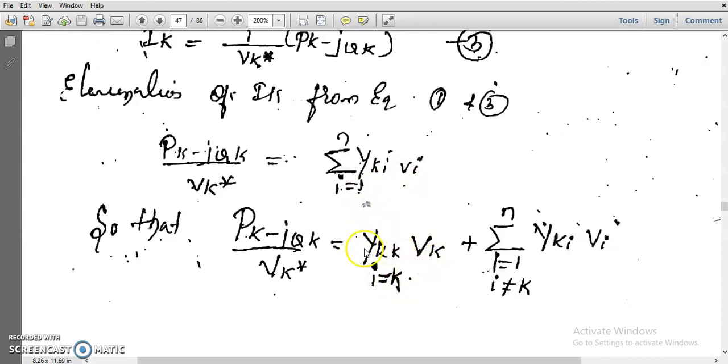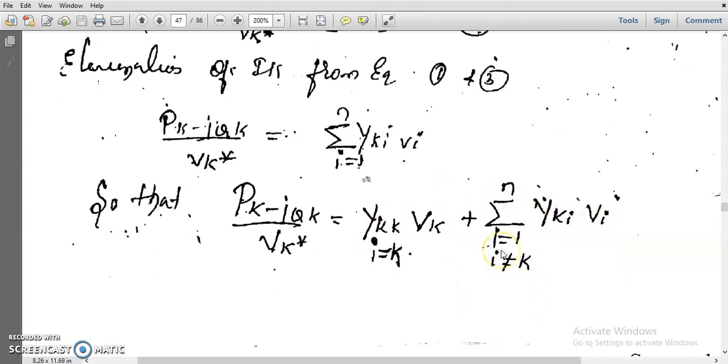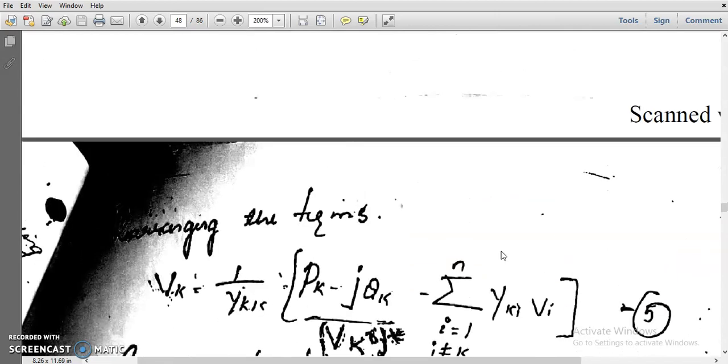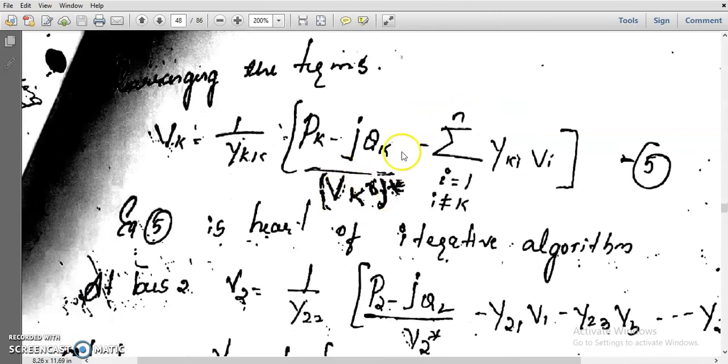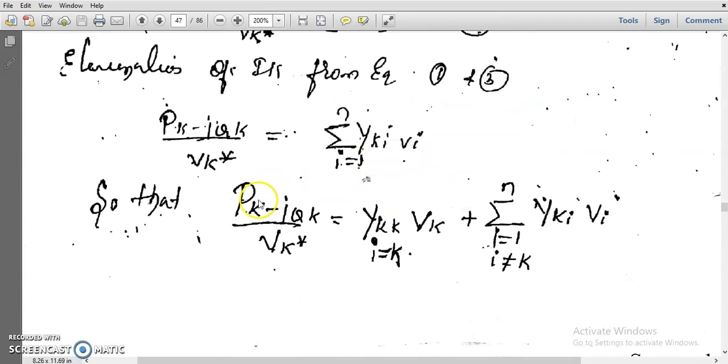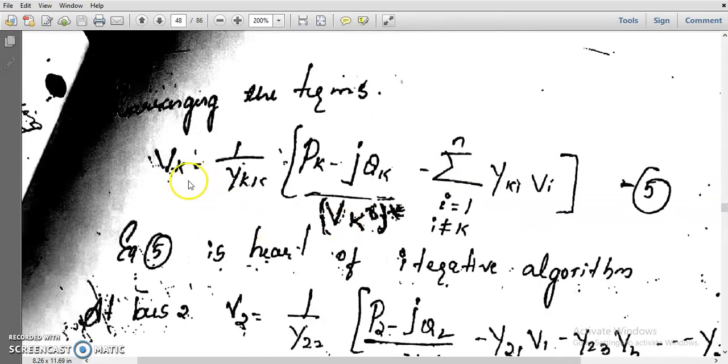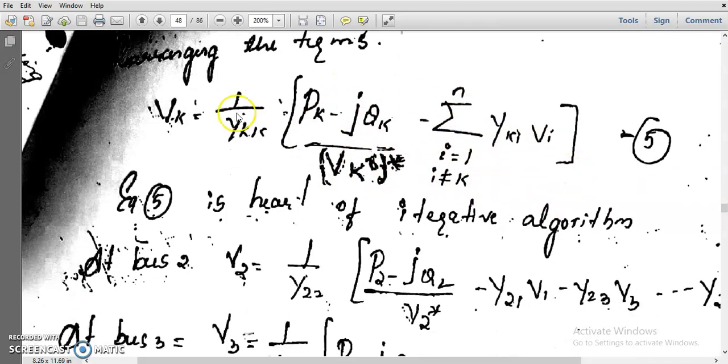This I will define for diagonal. Same thing plus the summation of i equals 1 to n, i not equal to k, you have to write, so Y_ki V_i, diagonal and off-diagonal. Now the same equation I will rewrite again. From this term I will take V_k. So V_k is equal to 1 by Y_kk times P_k minus j Q_k divided by V_k raised to r star, minus the summation of i equals 1, i not equal to k, to n of Y_ki V_i. So this is the main equation.